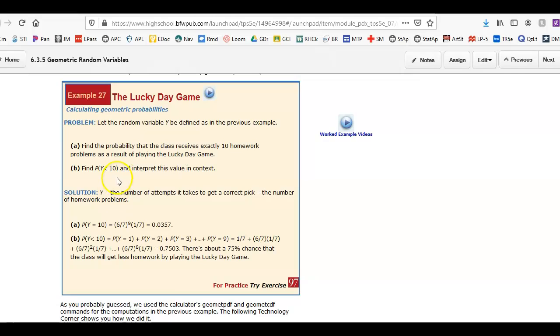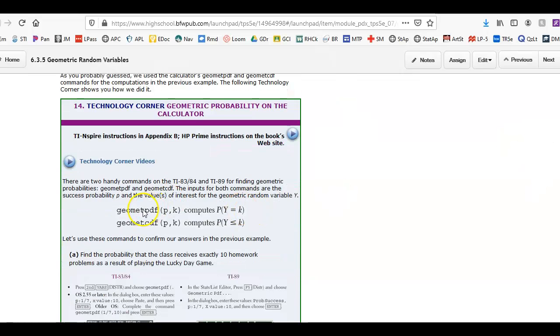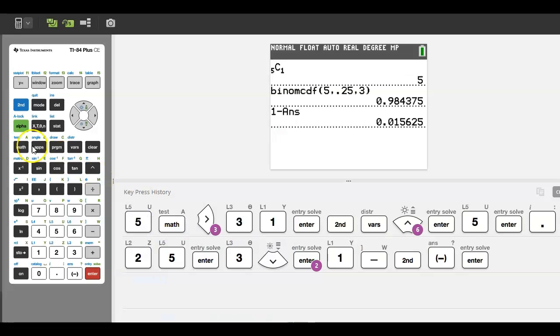Okay, part B. Find the probability y is less than 10. This means the first success is on the 1st or the 2nd or the 3rd or the 4th or the 5th, all the way up until the 9th day. So there's a lot of calculation that goes into this, and the good news is there are some calculator features we can use. So similar to binomial, we can use geometric PDF and CDF.